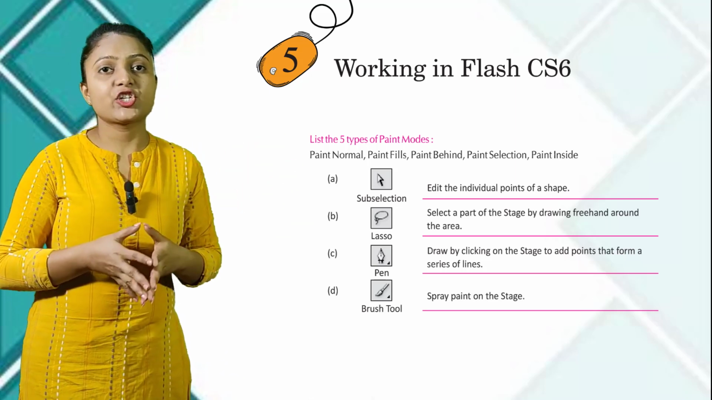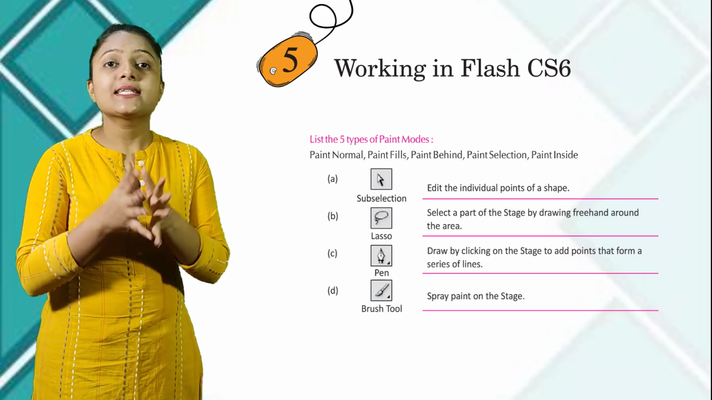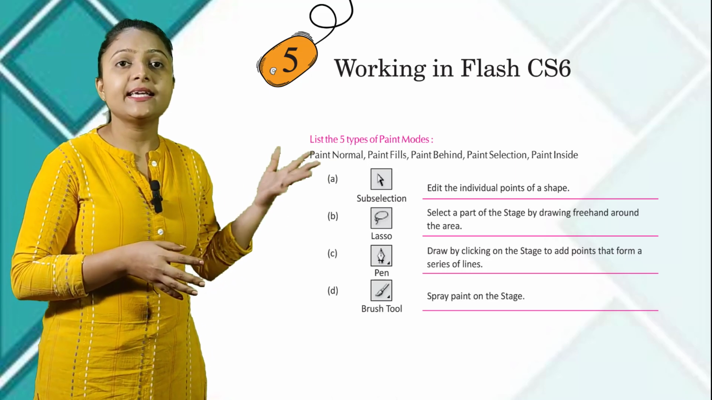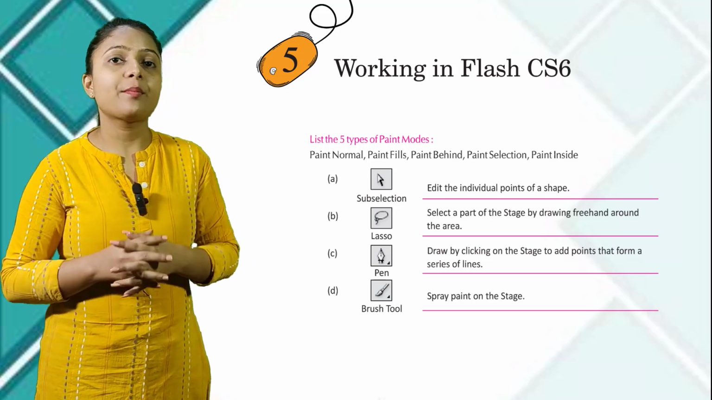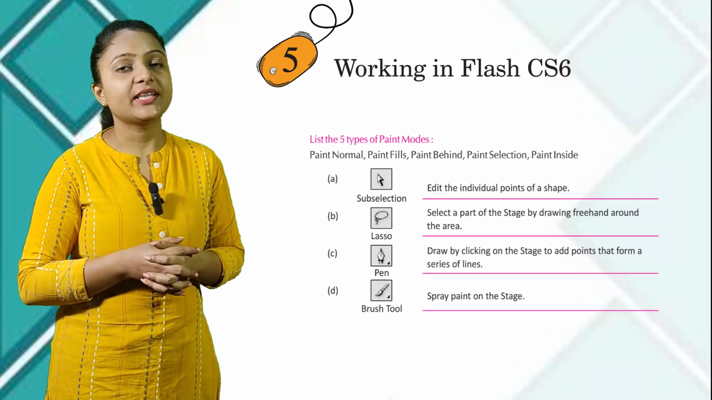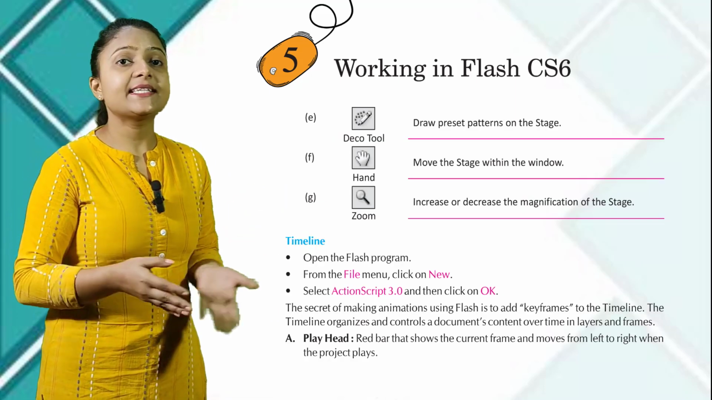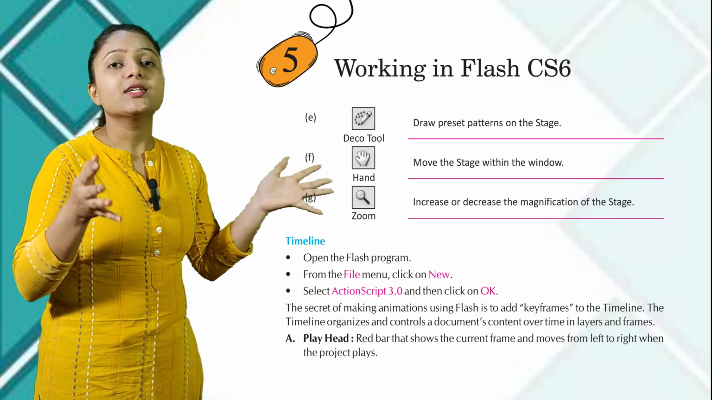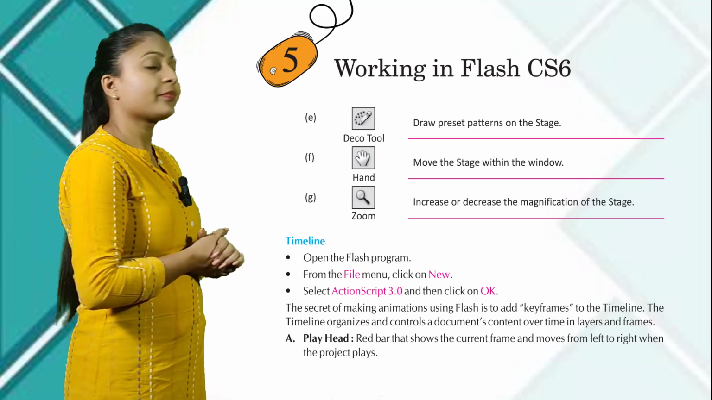A. Sub-selection: edit the individual points of a shape. B. Lasso: select a part of the stage by drawing freehand around the area. C. Pen: draw by clicking on the stage to add points to form a series of lines. D. Brush tool: spray paint on the stage. E. Deco tool: draw preset patterns on the stage. F. Hand: move the stage within the window. G. Zoom: increase or decrease the magnification of the stage.